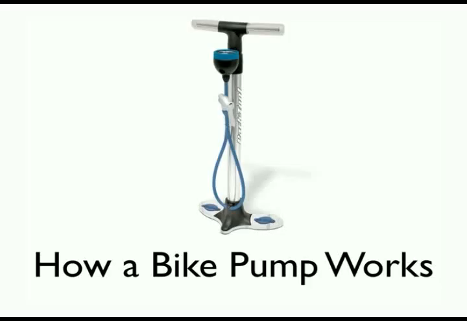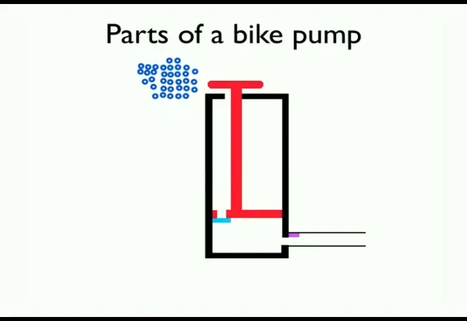Next, we look at some applications of pressure in gases and liquids. We start with the bicycle pump. Now, this is a simple form of compression pump that doesn't use electricity. There are several components. First is the body of the pump, which is the outside of the pump.